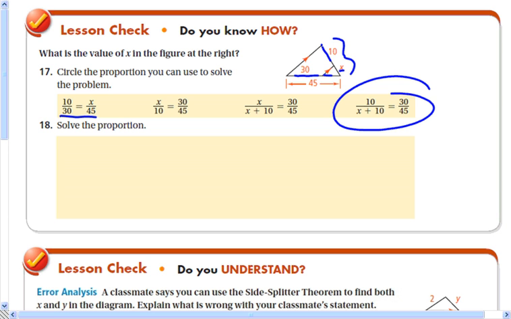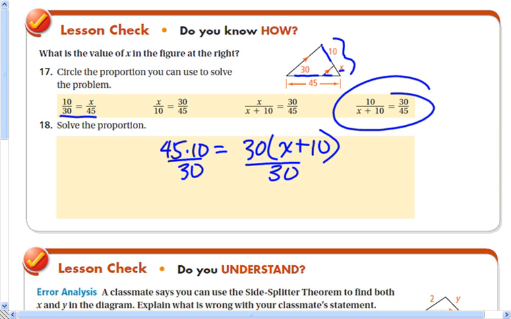Yes. So then we are going to do cross product property, and we're going to say 45 times 10 is equal to 30 times x plus 10. I think I'll divide both sides by 30, and that gives me 450 divided by 30. That gives me 15 is equal to x plus 10, and then I can see that x is equal to 5. All right, one more lesson check.